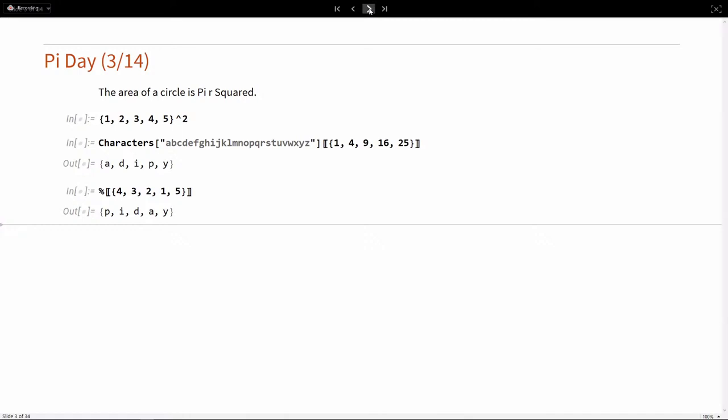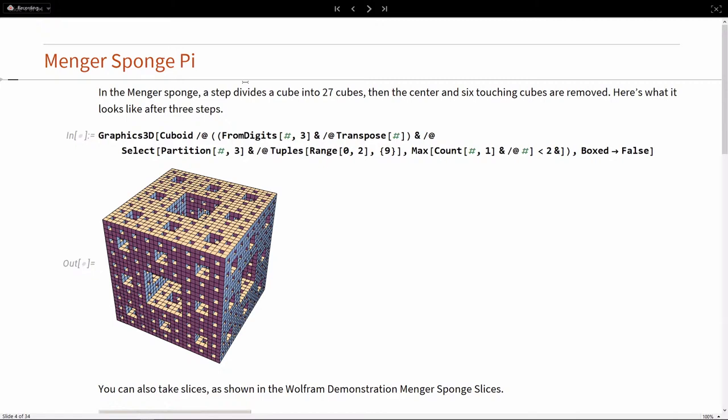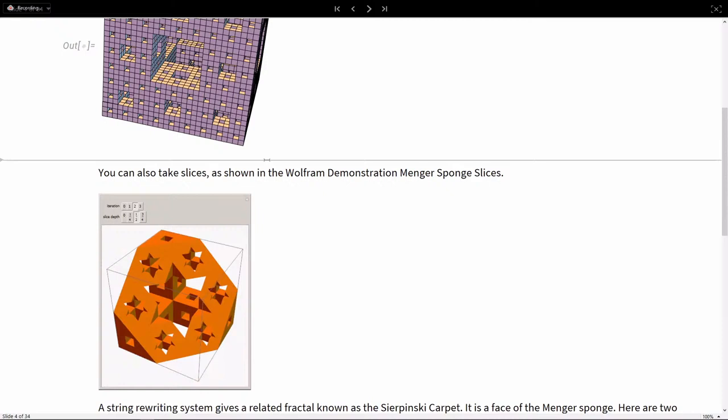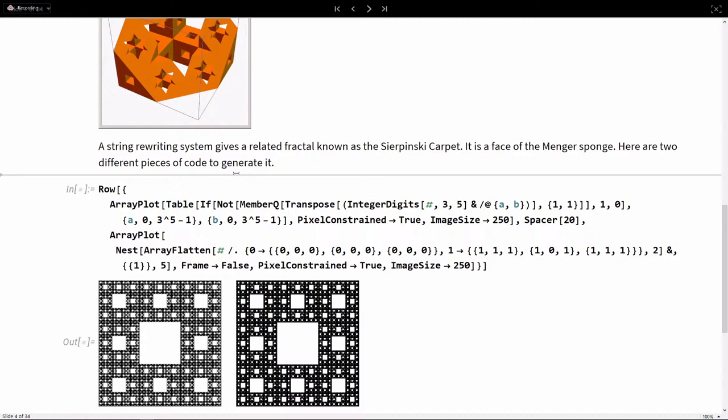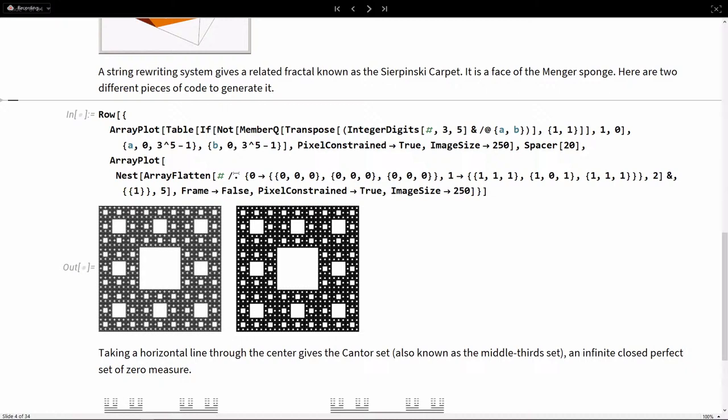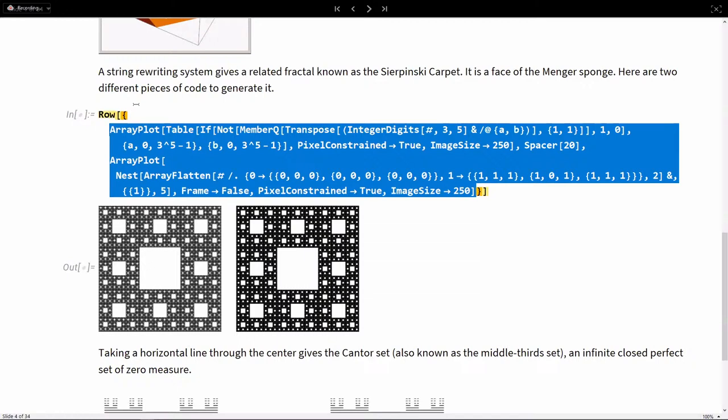There's various weird ways of getting pi, and one of them is to start with the Menger sponge, which is this object here. And you can take slices of it, as shown in a few demonstrations. If you cut it in half on a diagonal, you get this odd object. But under that, in 2 dimensions, there's a fractal known as the Sierpinski carpet. And that's sort of the face of a Menger sponge. And here's 2 different ways you can code up getting that fractal.